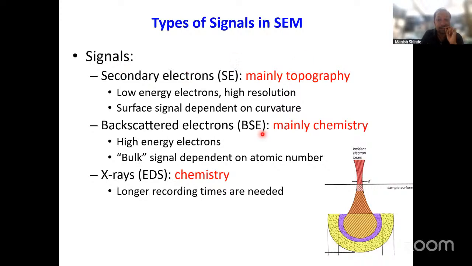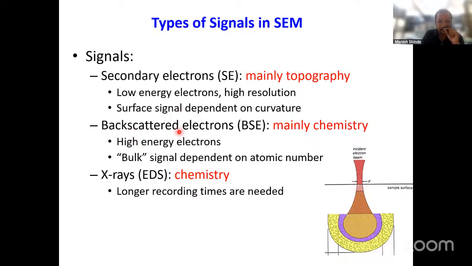So what kind of signals are generated? I already told you: secondary electrons, backscattered electrons, and X-rays. So secondary electrons give you the information about the surface topography, surface morphology, that information is mostly generated by secondary electrons. These are basically low energy electrons, but they provide high resolution. Why? Because they get reflected from a very small top surface of the sample. So they carry more information about the top surface. So that is why you get very good resolution. Their penetration depth is small.